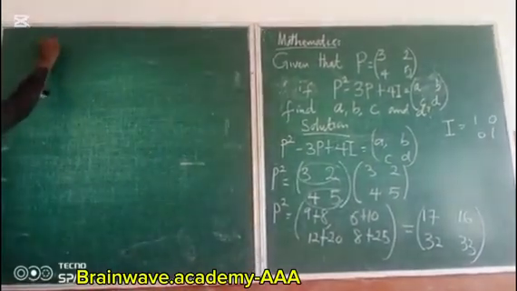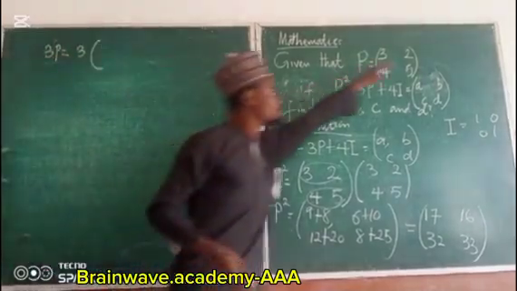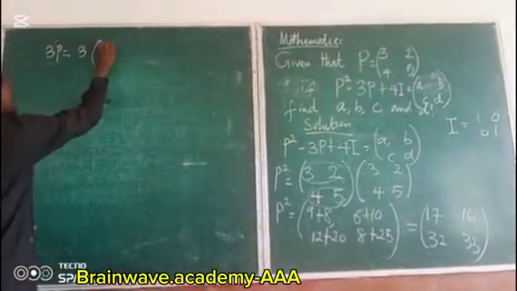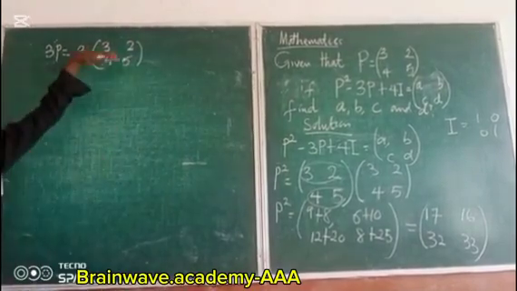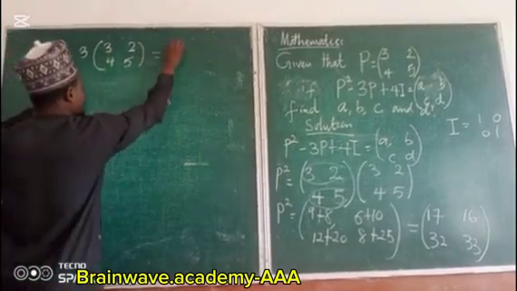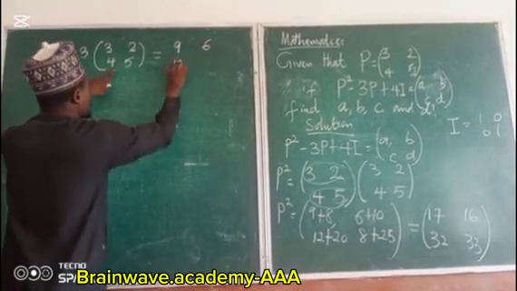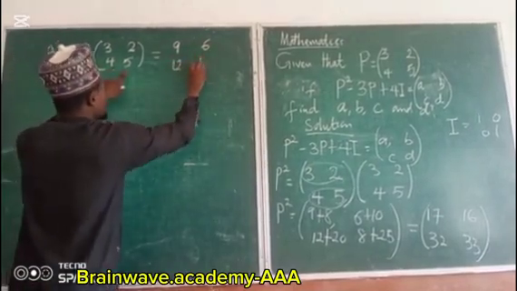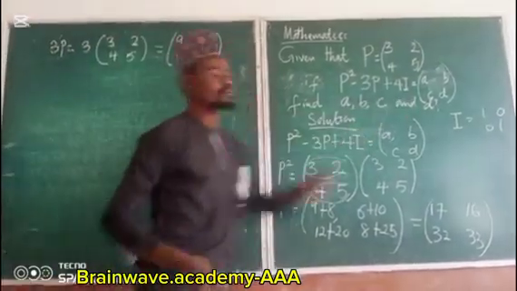3p. 3p is equal to 3 open bracket. What is p? P is 3, 4, 5. So I multiply each member, all elements in this p, by what? 3. 3 times 3 is 9. 3 times 2 is 6. 3 times 4 is 12. 3 times 5 is 15. This is what? 3p.